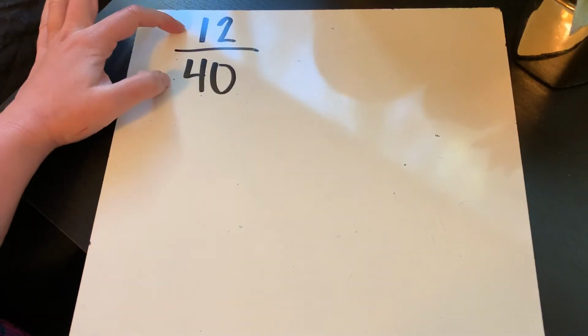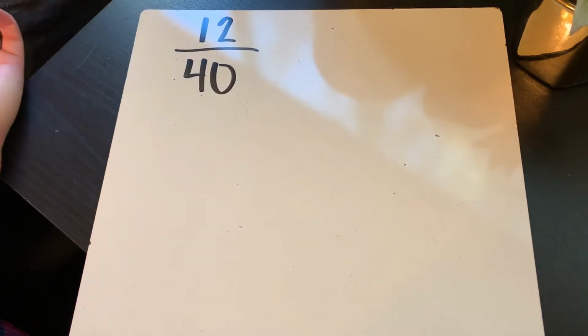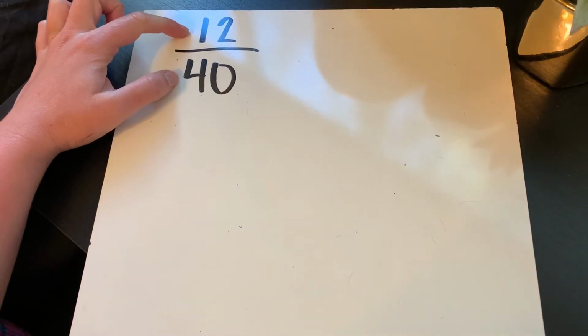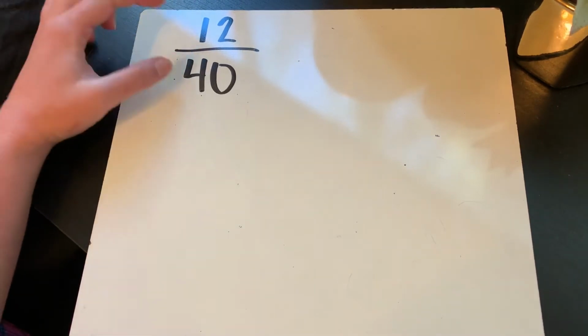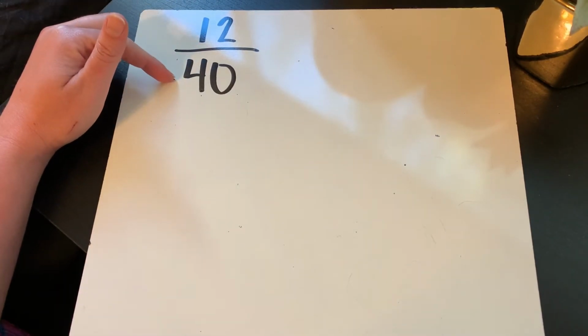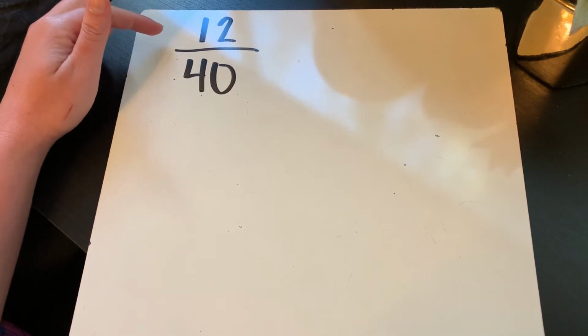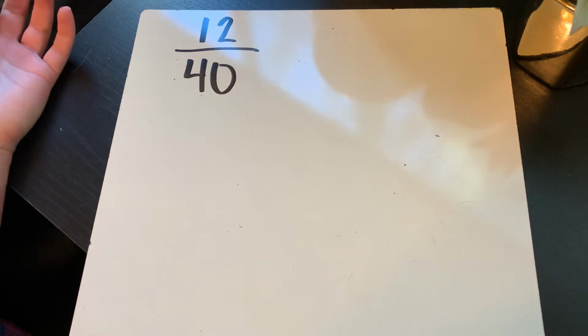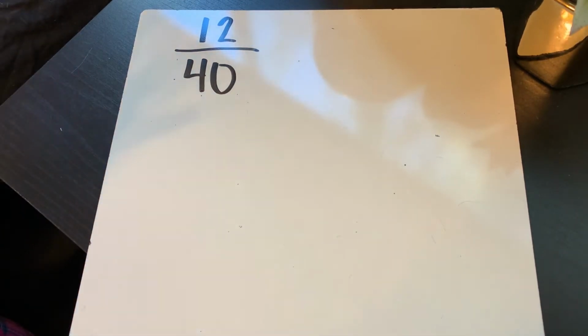So I have the fraction 12 over 40. So I'm going to see, can I make this smaller? And the reason we simplify, if you remember, is because 12 over 40 is really hard to imagine in your head. Trying to imagine 40 spaces with 12 of them shaded in is not very easy to visualize. So we simplify them to make them easier to picture and more understandable.